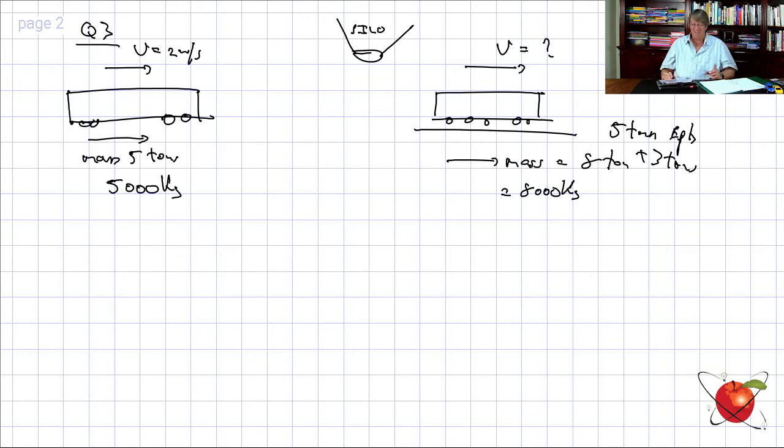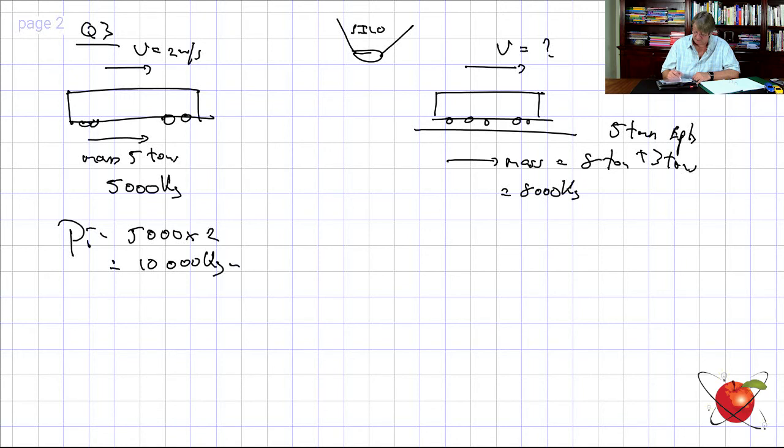What's the velocity? Well, this is an impulse type problem, isn't it? It's a momentum. So we say P initial is equal to M, 5,000 times 2, which is equal to 10,000 kilogram meters per second. And after this collision, my P final is equal to 8,000, whoops, not 80,000, 8,000 times V final.